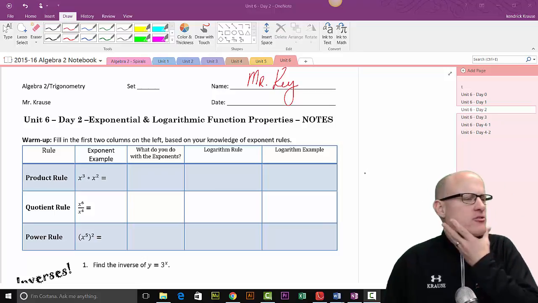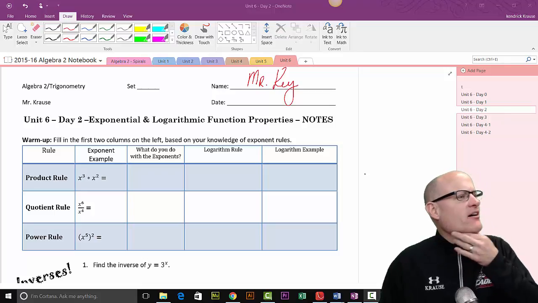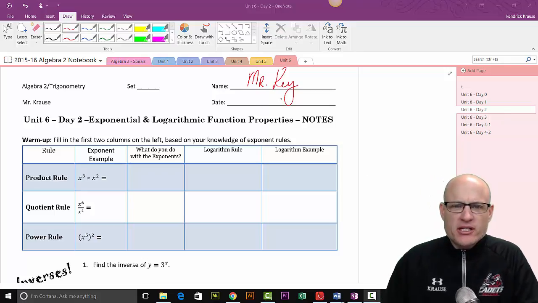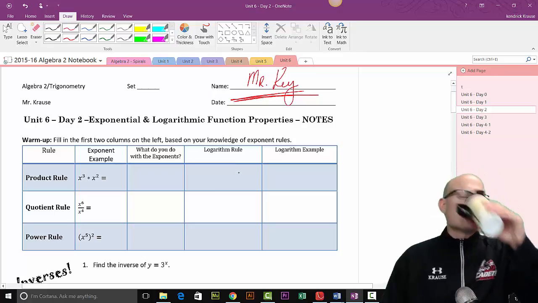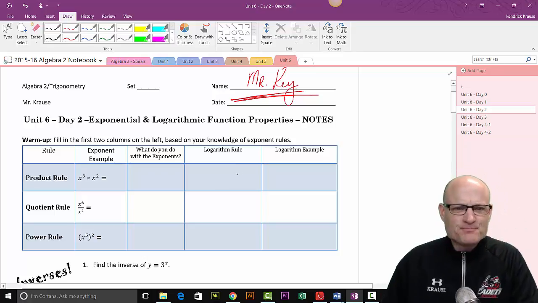Hopefully you can't see this. Are you enjoying the beard? Oh yeah, I can't grow a beard. Anyway, this is Mr. Key coming to you live from my basement. Someday I'll show you my basement. You don't want to see it. It's kind of disgusting. At any rate, I'm just kidding. Why am I saying that? Ooh, too much coffee. It's getting cold. Anyway, we're on day 2.